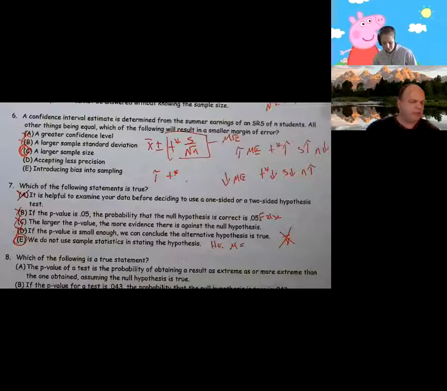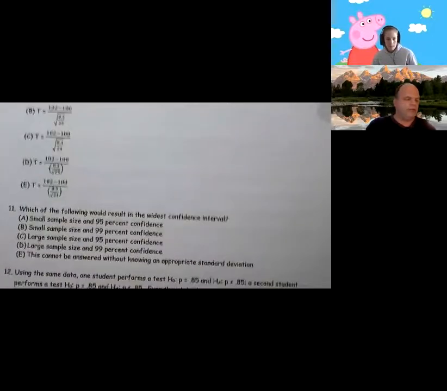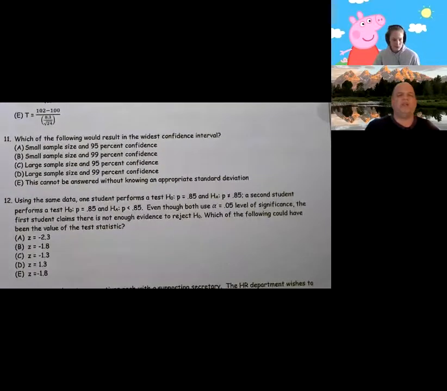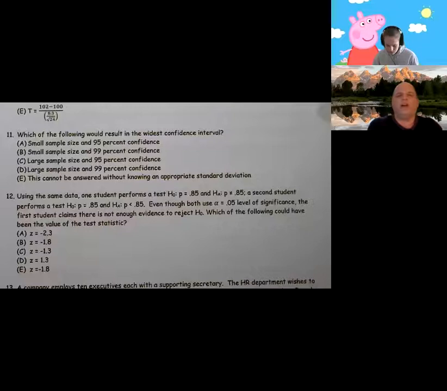All right, these are problems 11 through 20, and I'm going to be beginning with question number 12. Using the same data, one student performs a test of a proportion is 0.85 and not equal to 0.85. A second, both use alpha. There's not an evidence. Which of the following could have been the value of the test statistic?